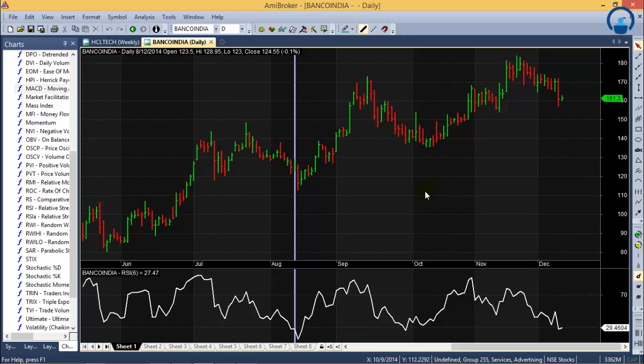There is no line to mark an entry. How do you enter the market once RSI shows that this might be the start of a top or this might be the start of a bottom? For example, take a look at this price chart.